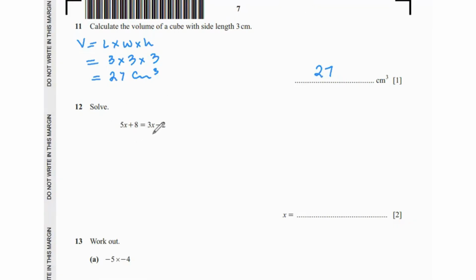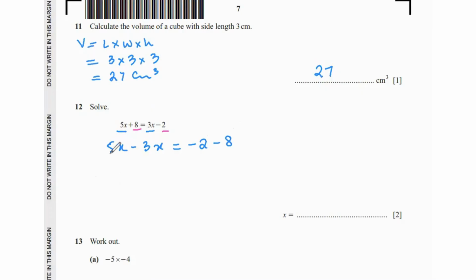Then solve 5x plus 8 equals 3x minus 2. So this is an example of solving a multi-step linear equation. What you can do is collect the like terms on each side. Over here, 5x and 3x are like terms. 8 and negative 2 are like terms. So you can bring the variables on one side and the constants on the other side. So 5x minus 3x equals negative 2 minus 8.